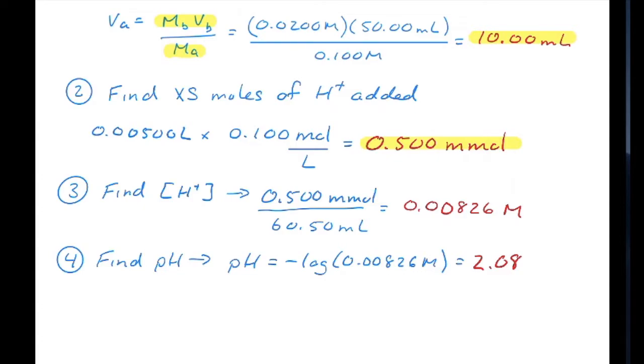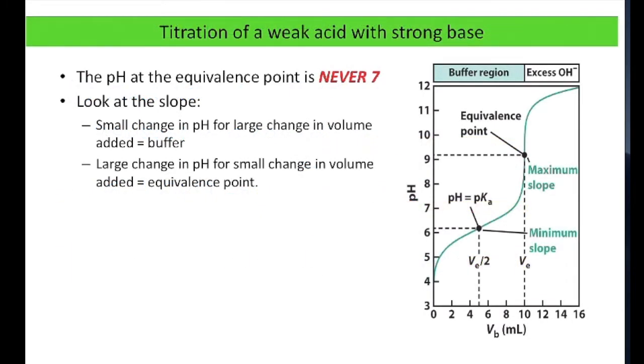Now that we know the moles of the acid that are in excess, we need to know the concentration, because that's going to allow us to determine the pH. So the concentration is going to be the millimoles of acid divided by the total volume. We started off with 50 milliliters, and 10.5 milliliters of acid was added, so our total volume is 60.5 milliliters, and we end up with 0.00826 molar. And now to determine the pH, we just take the negative log of that concentration, and we get a pH of 2.08.